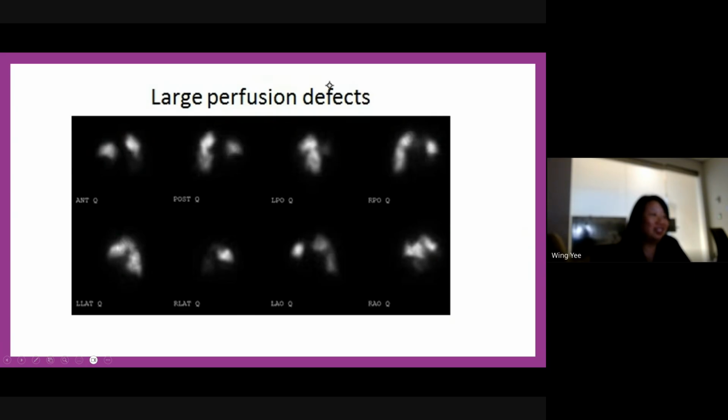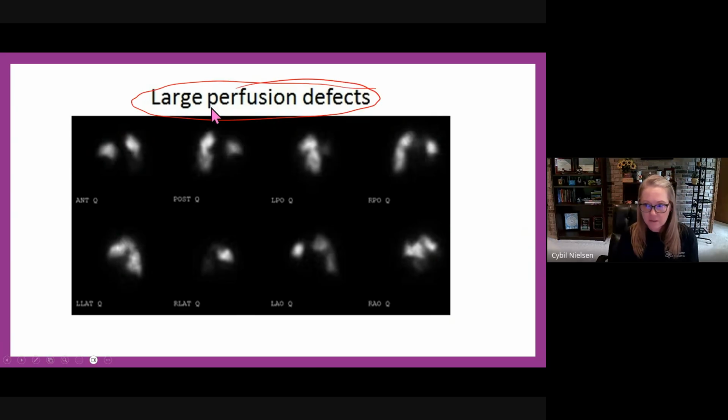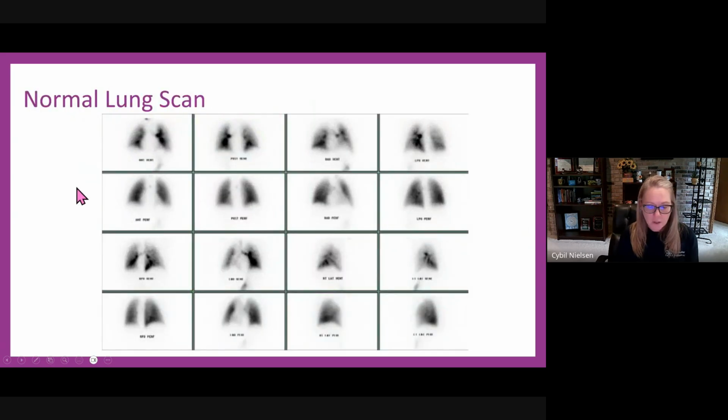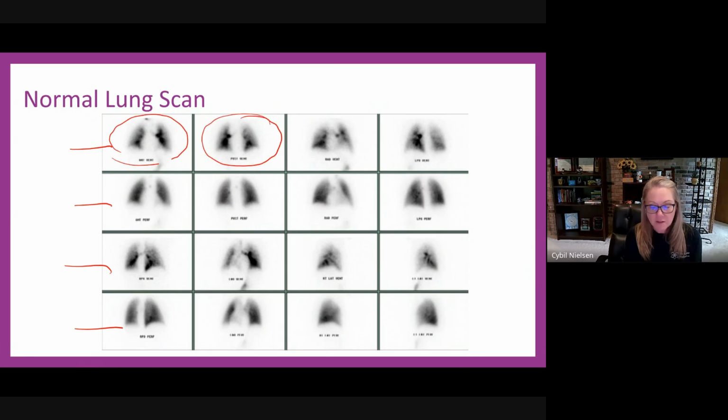All right, so these are perfusion defects. This is what we're looking for. This is actually a normal lung scan. This is vent, perfusion. And the reason I can automatically tell this is ventilation is because it's not homogeneous, and I can see the esophagus and stomach. So this is normal, and the reason I know it's normal is because the perfusion is normal. If the perfusion's normal, you don't even have to look at the ventilation.